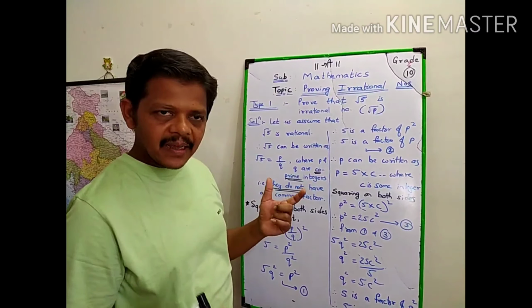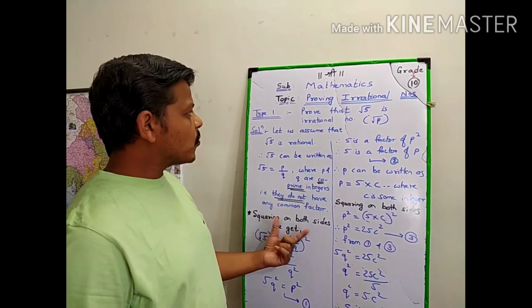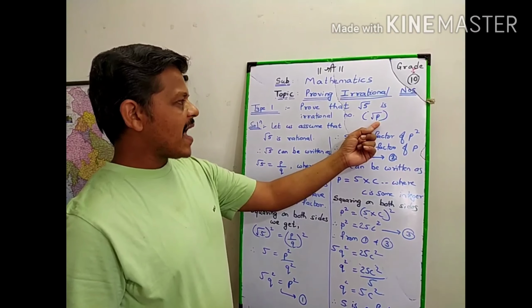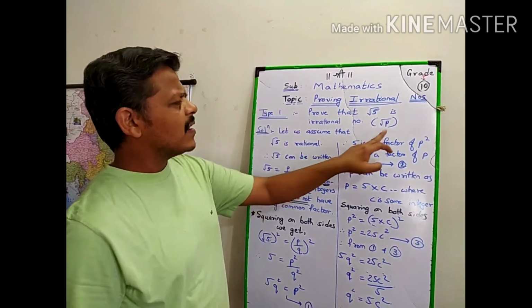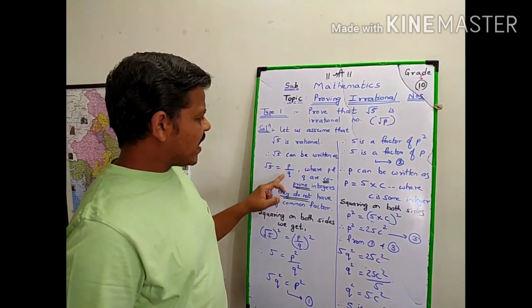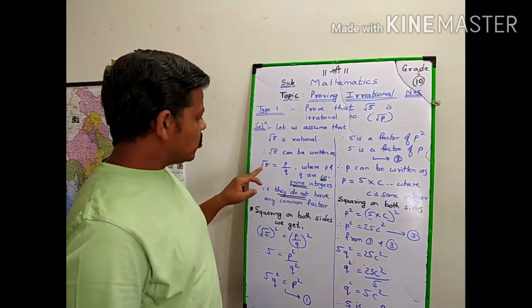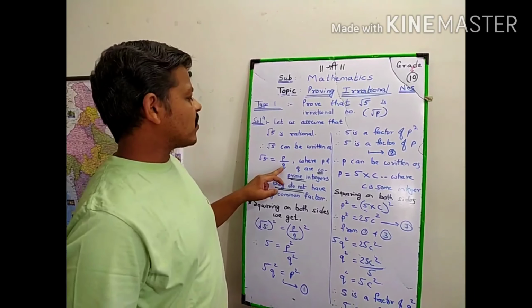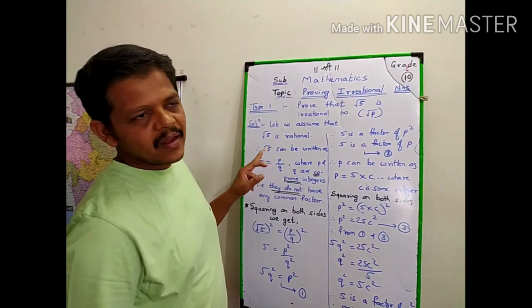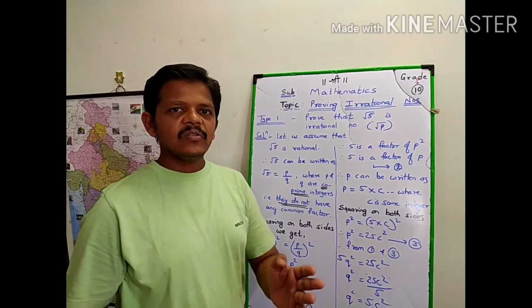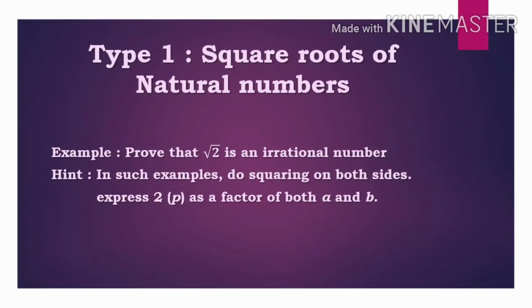Do we understand? Squaring. We are going to prove that a prime number is a factor of p and q. Correct? 5 is a factor of p, 5 is a factor of q. 2 is a factor of p, 2 is a factor of q. 3 is a factor of p, 3 is a factor of q. That's all about the type 1. On the screen, you can see what the hint is.